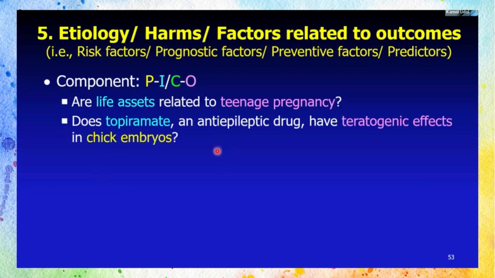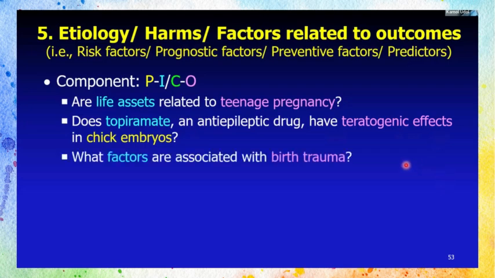Does topiramate, an epileptic drug, have teratogenic effects in chick embryos? This is not in human, but in chick embryo. But we can apply the same principle. Target population is chick embryos. Intervention and control: intervention is topiramate. And outcome is teratogenic effect.